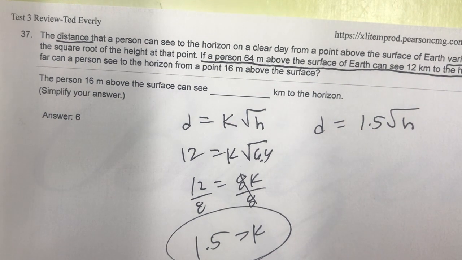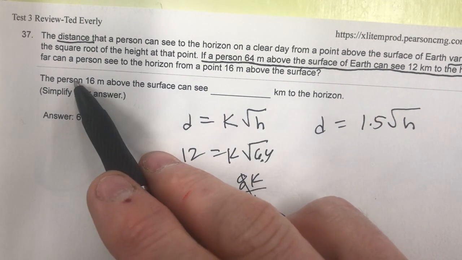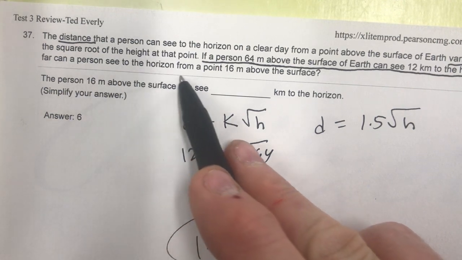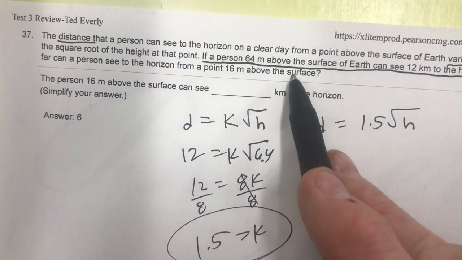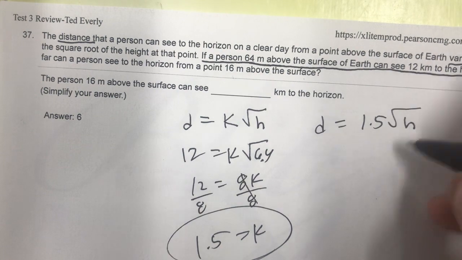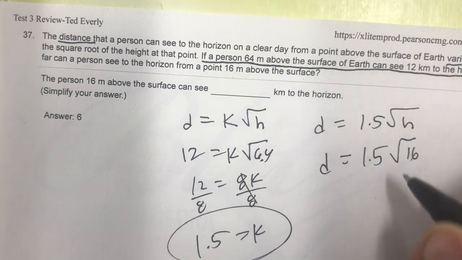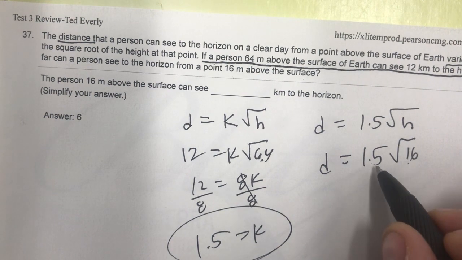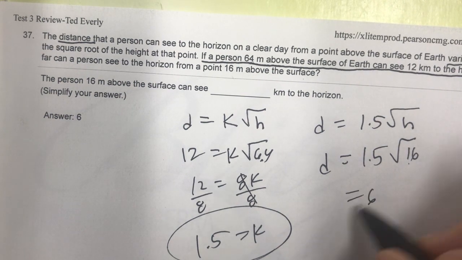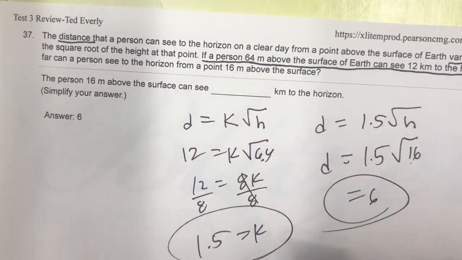So there's my equation. Now the last part says, how far can a person see to their horizon from a point 16 meters above the surface? 16 meters above, so my height is 16. So that's going to be 4, it's going to be 6. This is what it is, 6.